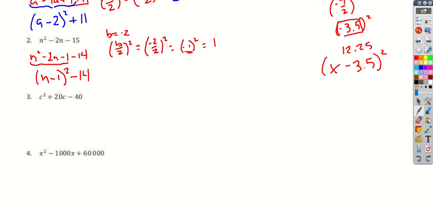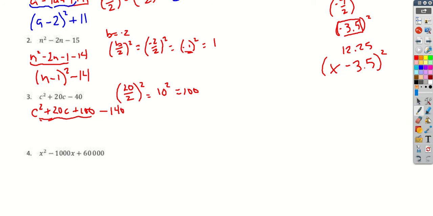Okay, so same thing, completing the square, so we're ignoring the negative 40. So it's going to be 20 over 2 squared, which is equal to 10 squared, which is equal to 100. So I want to put a plus 100 on the end. So this needs to be c squared plus 20c plus 100. This is my factor, this is my standard form, but I need it to equal negative 40. So I need to put a minus 140 on the end so that these two things, plus 100 and minus 140, will give me negative 40.